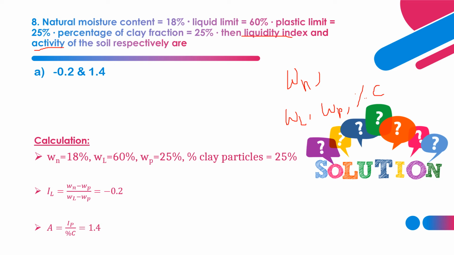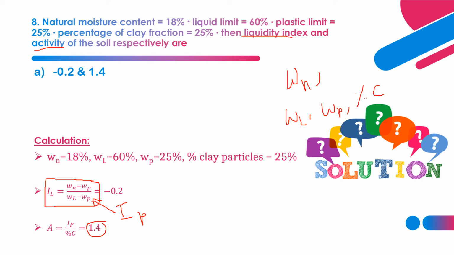Liquidity index can be found using this formula: IL = (wN minus wP) divided by (wL minus wP). What is wL minus wP? It is nothing but the plasticity index. The denominator is the IP value, that is plasticity index, wL minus wP. In the numerator, wN minus wP gives the answer as minus 0.2. The activity formula is the ratio of plasticity index to the percentage clay fraction. That gives the answer as 1.4.